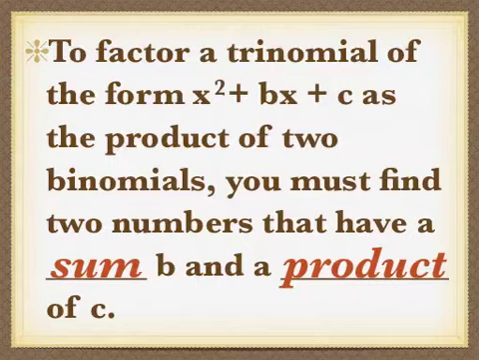So what this says is we have to find two numbers that are going to multiply together to equal c, and then add together to equal b. B and c are going to be constants or numbers, and notice b is being multiplied by x. C is just going to be a number by itself at the end of your trinomial written in standard form.